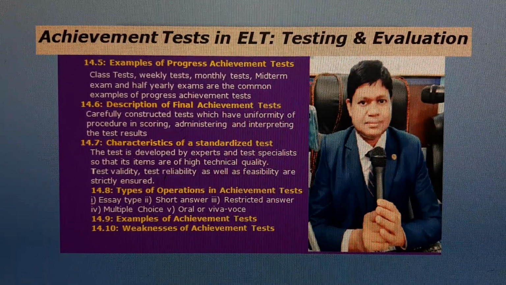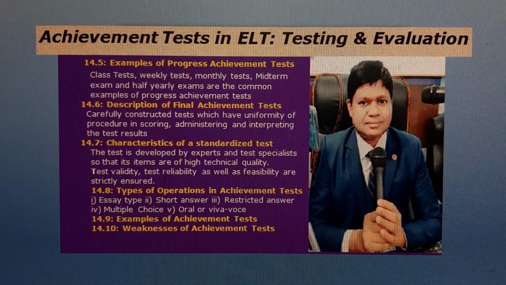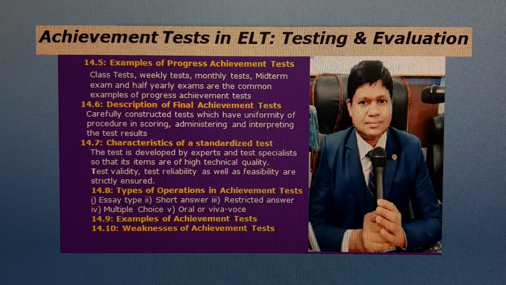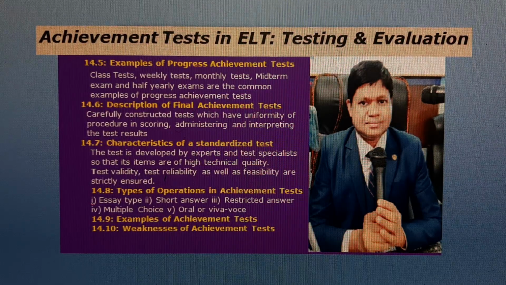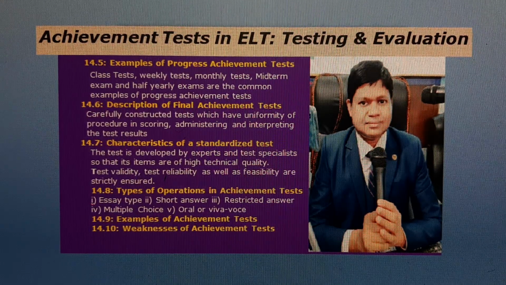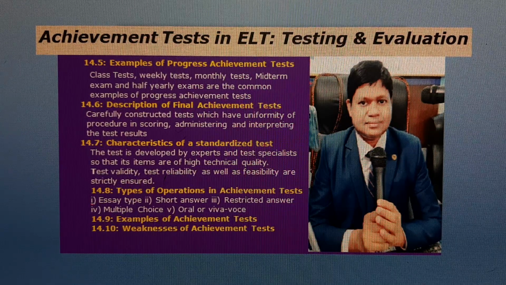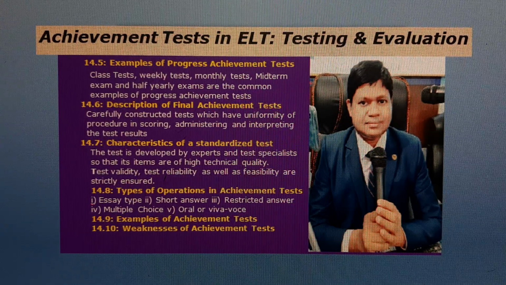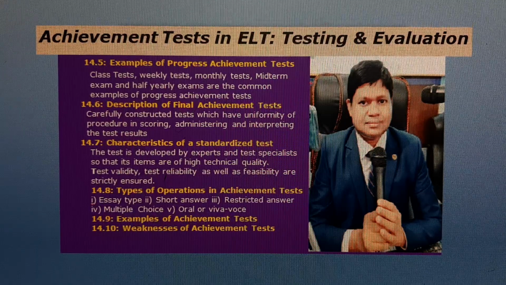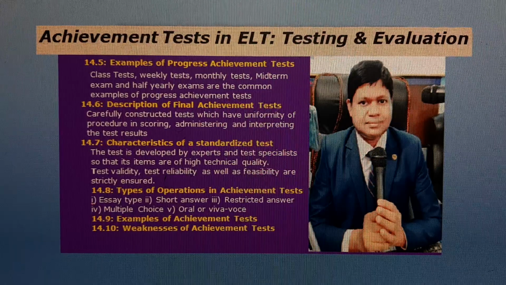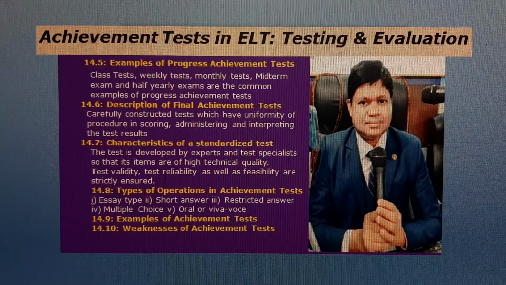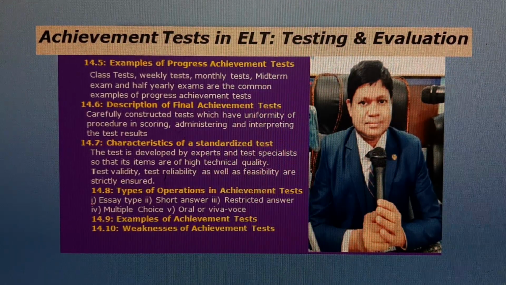Types of operations in achievement test. Usually 5 types of questions are set in a successful achievement test. Number 1, essay type or broad questions of 10 to 20 marks for each. Number 2, short answer questions of 5 to 8 marks for each. Number 3, restricted answer questions of 1 to 3 marks for each. Number 4, multiple choice questions of 1 mark for each. Number 5, oral or viva voce of 10 to 20 marks of the total score.